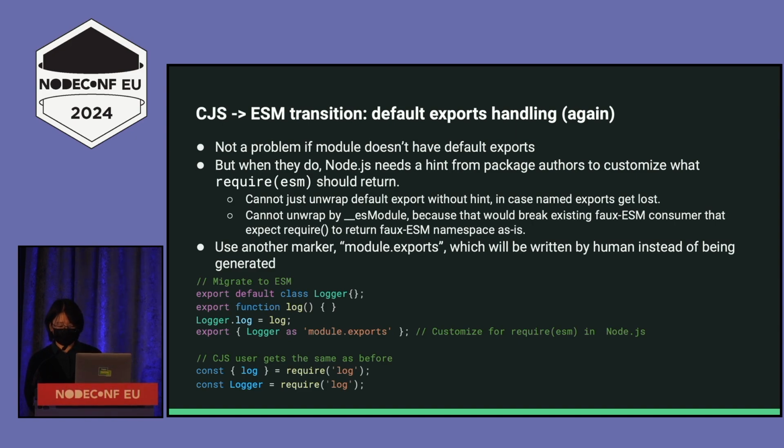So we had to add another marker, and we chose "module.exports" as a string because exporting something as "module.exports" would be easier to read and remember. So with this addition, a CommonJS package can migrate to ESM while maintaining compatibility to both ESM and CommonJS users, even when it has default exports.